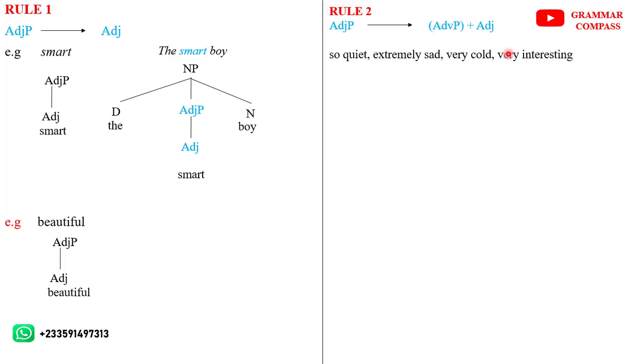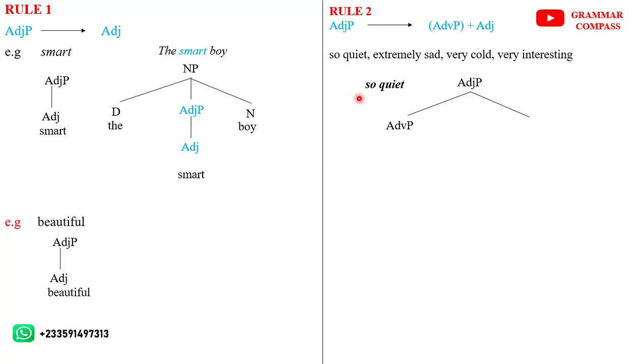These are examples of this adjective phrase structure: an adverb phrase that is modifying the adjective head. That is exactly how you are going to draw the tree for it. First of all, immediately you spot something like this in a sentence, it is an adjective phrase. So you will first write an adjective phrase. Let us use this example, so quiet. You will first write an adjective phrase because it is an adjective phrase.